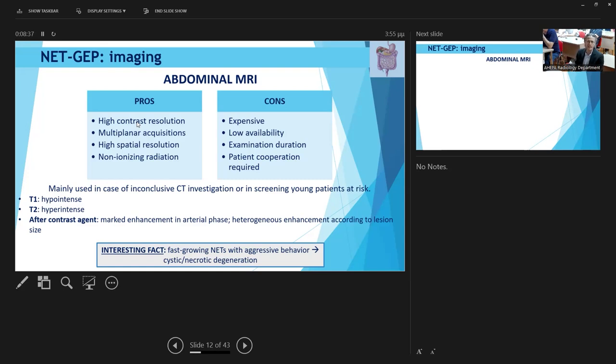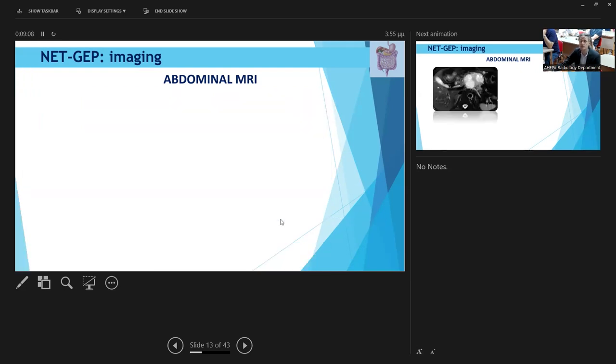How can we recognize the lesion? In line with other neoplastic conditions, usually the neoplastic mass is hypointense on T1 and slightly hyperintense on T2 weighted sequences, and after the contrast agent administration, the behavior is in line with that of the CT scan. So the lesions are characterized by marked enhancement during the arterial phase. Again, if we have to rule out any small bowel neoplastic condition, we should perform the entero MRI.